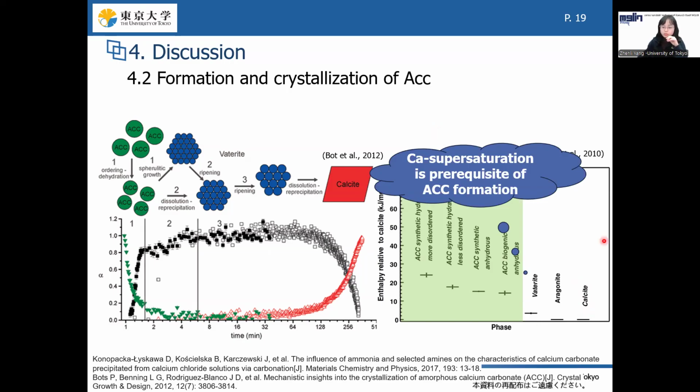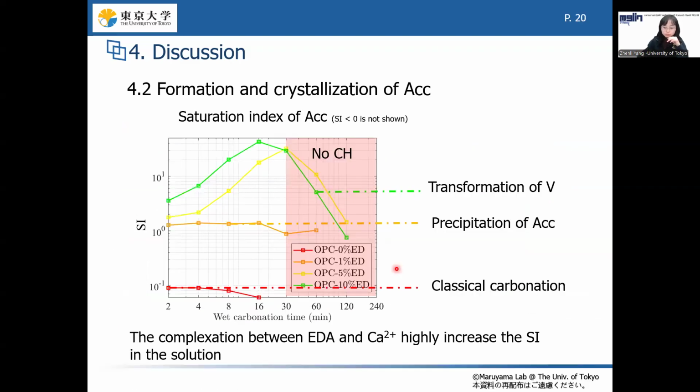Because when the supersaturation degree is low, the nucleation and crystal growth are slow, forming well-ordered crystals. The stable calcite will be precipitated. Whereas if the supersaturation degree is too high, the nucleation and growth are so fast and so accumulated in the solution that they cannot form a well-ordered crystal structure. Thus, the metastable vaterite or ACC will precipitate.